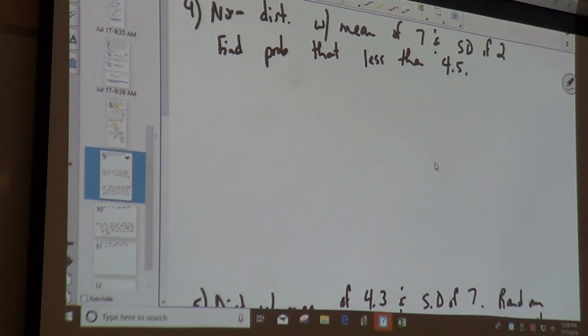We have a normal distribution with a mean of 7 and a standard deviation of 2. Find the probability that it is less than 4.5. I should be able to do this one. Normal distribution with a mean of 7, a standard deviation of 2. Find the probability that it is less than 4.5.